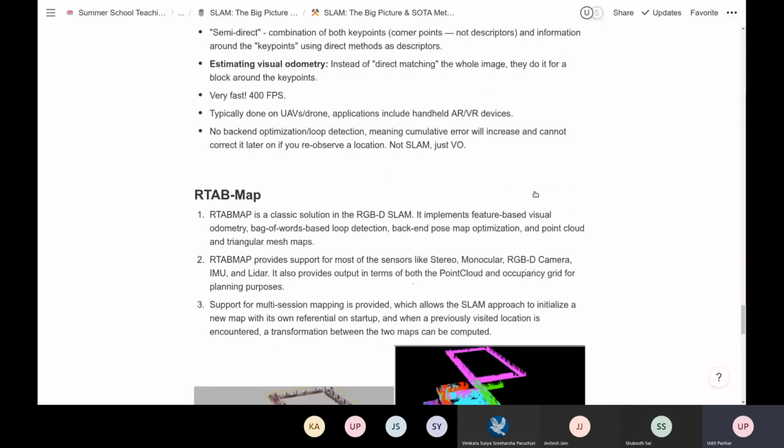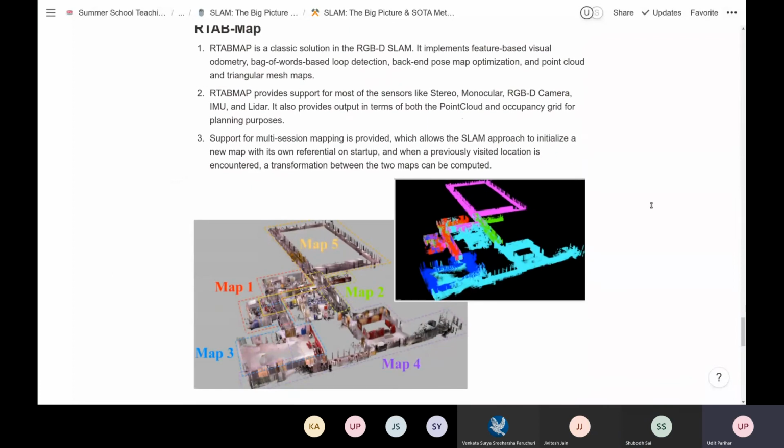So RTAB-Map is a classic solution to RGBD SLAM. Initially it came as a solution to RGBD SLAM, but later it also incorporated other types of sensors. RTAB-Map is quite successful from the engineering point of view. It is also currently in development, whereas most SLAM systems have had their developers stop working on them. I can say that of ORB-SLAM, but the developers of RTAB-Map are continuously developing it for different types of sensors.